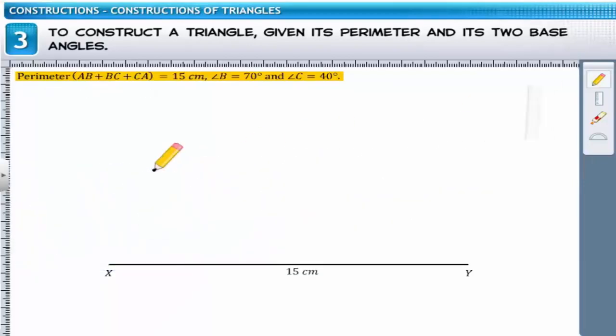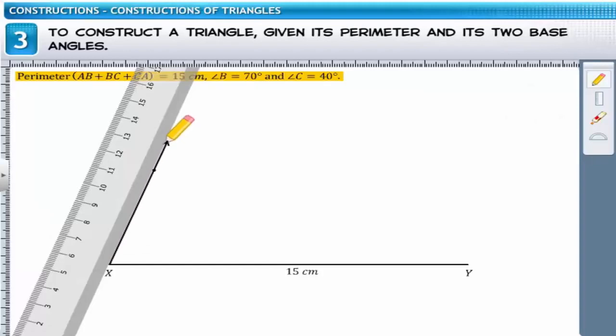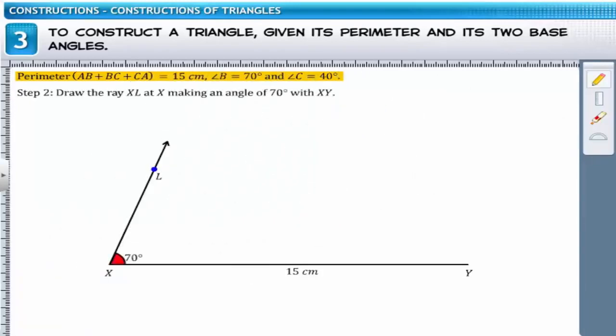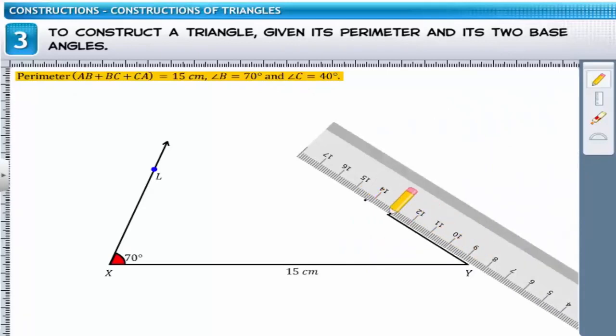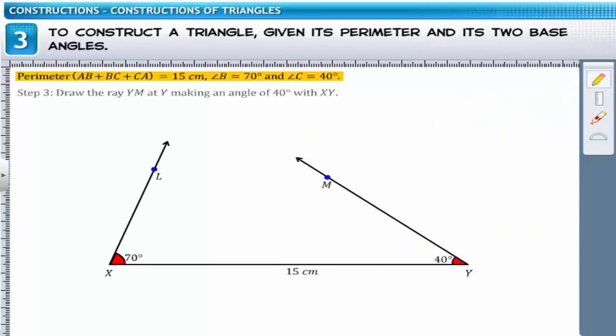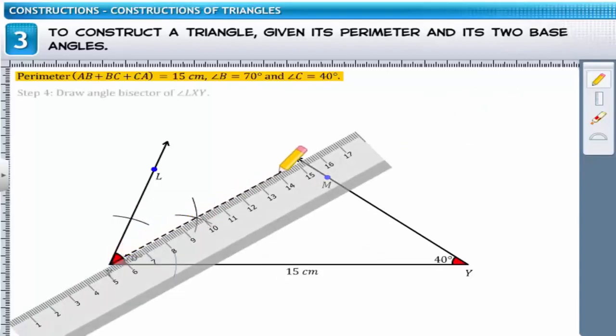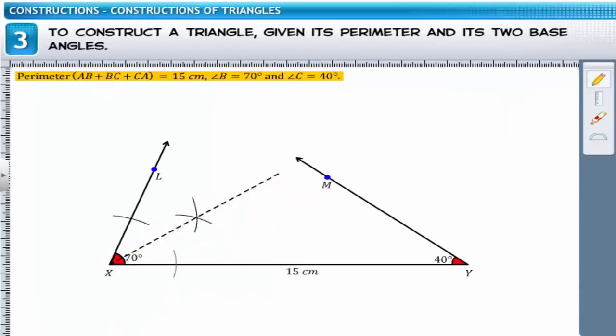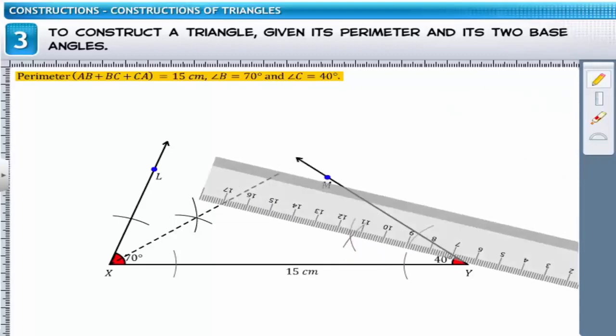Draw a ray XL at point X, making an angle of 70 degrees with XY. Similarly, draw a ray YM from point Y, making an angle of 40 degrees with XY. Now, draw the angle bisector of angle LXY. Similarly, we'll draw the angle bisector of angle MYX at Y such that it meets the angle bisector of the angle LXY at point A.